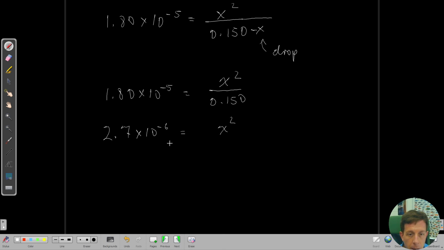Once we find what x squared is, we multiply 0.150 times 1.8 times 10 to the minus 5 to get that out of the denominator, and take the square root, and that'll give us x, and x equals 1.643 times 10 to the minus 3, and this is now in moles per liter, and that equals the concentration of H3O+.